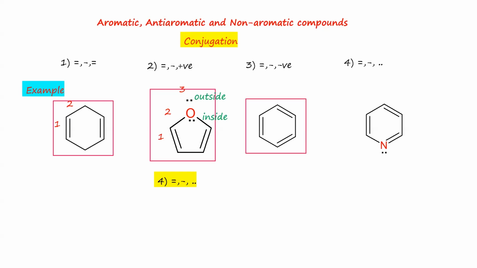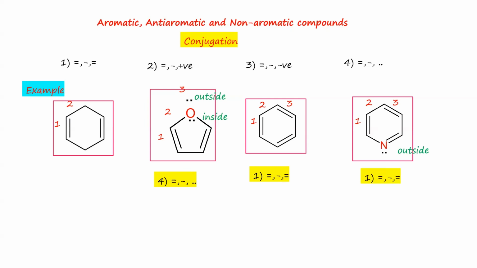Next one, double bond, single bond and then double bond. So this compound follows the first rule, double bond, single bond, double bond. Next compound, double bond, then single bond, then double bond. But this compound has one lone pair which is outside the ring, which does not take part in conjugation. So this compound follows the first rule, double bond, single bond, double bond. So this is conjugation.